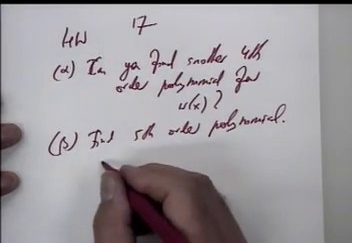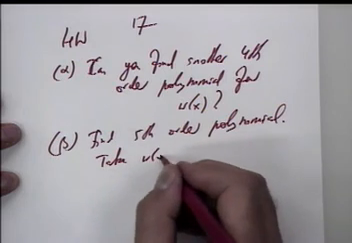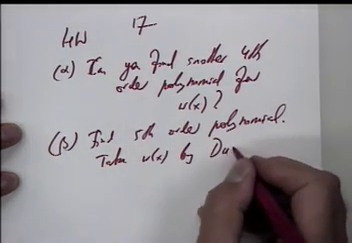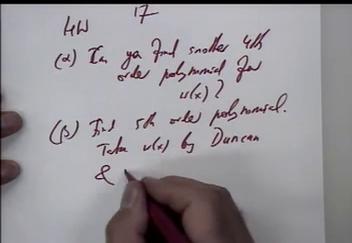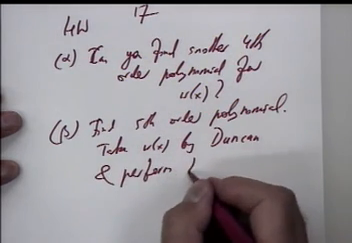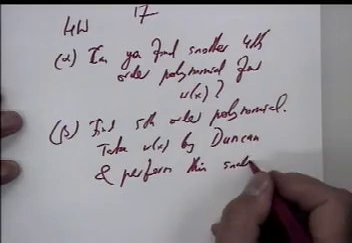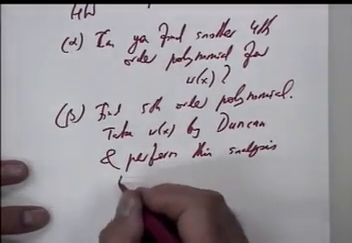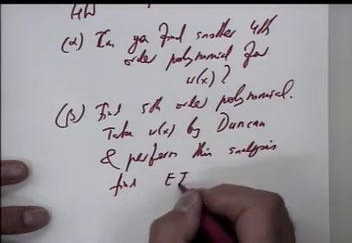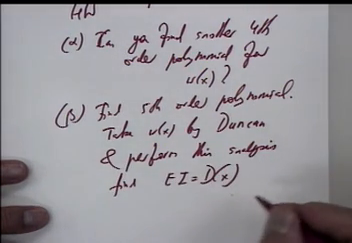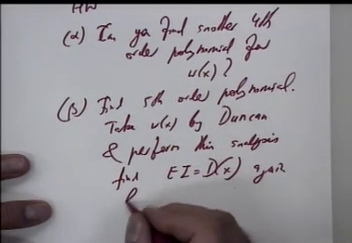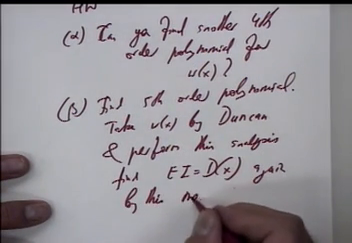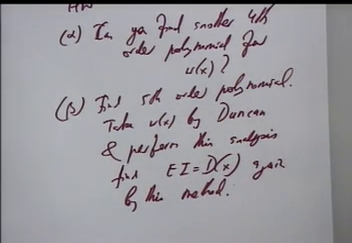So now here we take W of x by Duncan and perform this analysis, this type of analysis. And then find EI equals D of x again by this method. Remember, Duncan guessed. We do not want to guess. We want to have some scientific way of doing things.